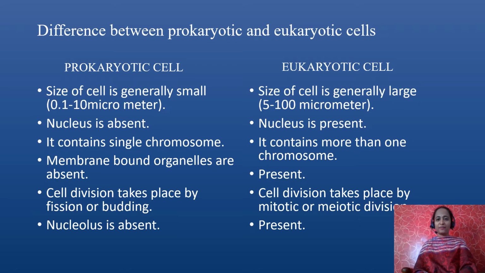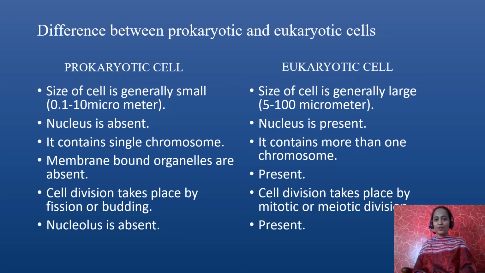Example, bacteria. Eukaryotic cell: the size of the cell is generally large compared to a prokaryotic cell. It ranges from 5 micrometers to 100 micrometers. Now, in a prokaryotic cell, the nucleus is absent. That is, the nuclear membrane is absent. Nuclear material is not surrounded by any nuclear membrane. In a eukaryotic cell, the nucleus is present.